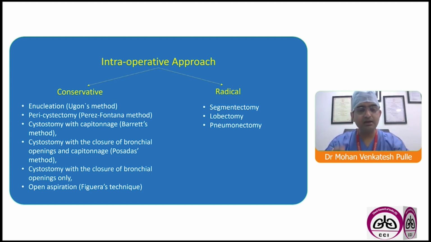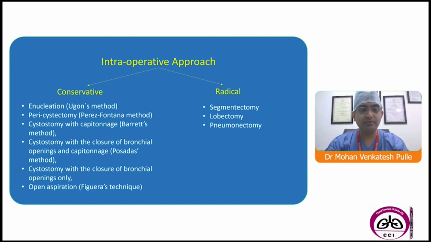As I said, lung preservation is the basic concept behind the surgical management. So all these conservative therapies are aimed at conserving the lung parenchyma. Whereas in radical disease, we have to remove the lung parenchyma along with the cyst, where there is a complication associated with the lung cyst.